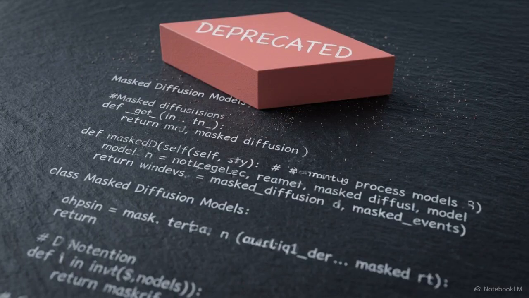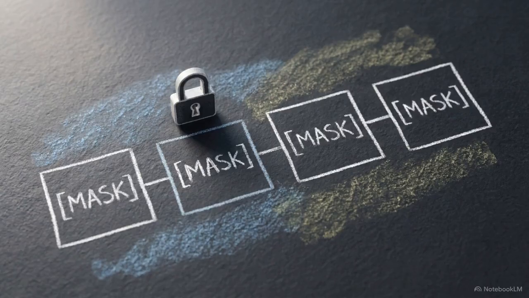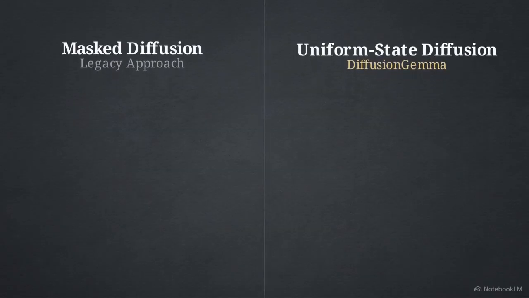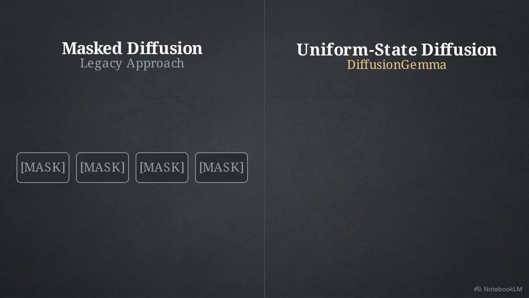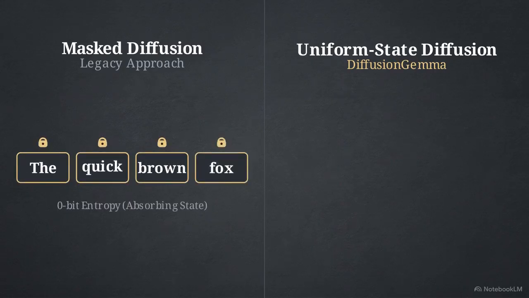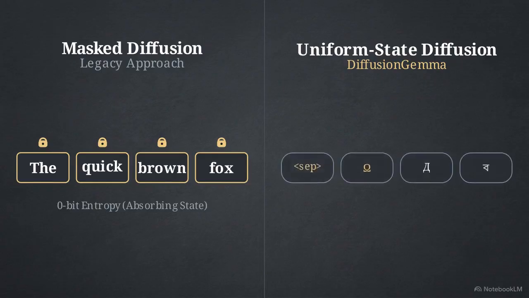To understand the mechanics of this noise, we have to look at the older paradigm for text diffusion models. This split screen illustrates the difference. On the left, masked diffusion starts with identical mask tokens, replacing them with words one by one. Once filled, that token is permanently locked into place. On the right side, DiffusionGemma uses uniform state diffusion. There are no mask placeholders.